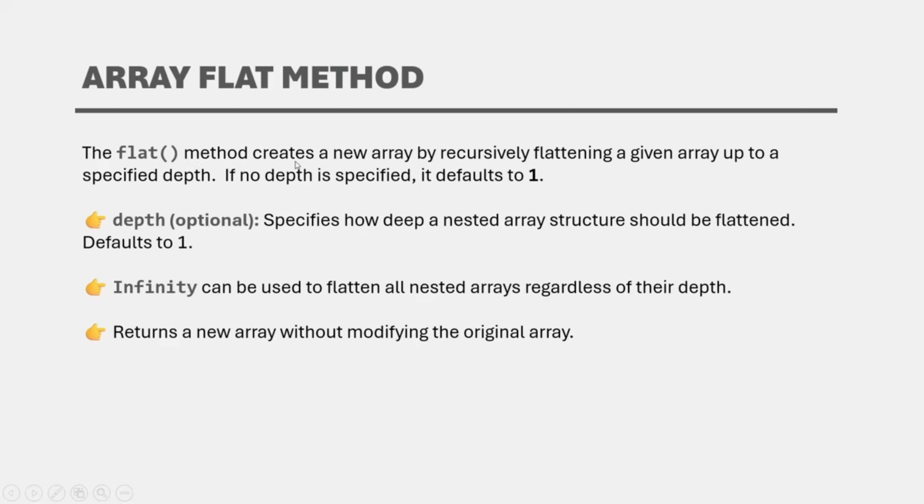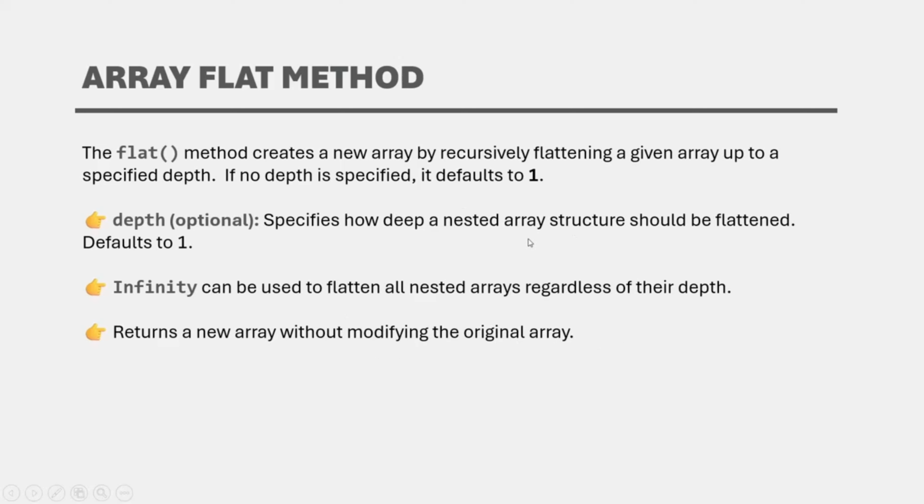So the flat method creates a new array by recursively flattening a given array up to a specified depth. And if no depth is specified, it defaults to 1. So the flat method takes one parameter, which is this depth parameter, and it is optional. You need to specify the level of depth for which you want to flatten the array. And if you don't specify a value for depth, by default, it will be 1. And when you pass infinity, this can be used to flatten all nested arrays regardless of their depth. And this flat method returns a new array without modifying the original array.